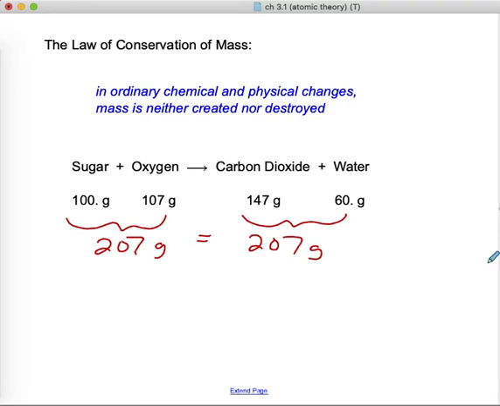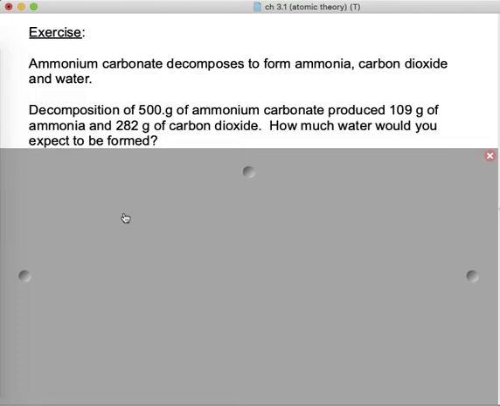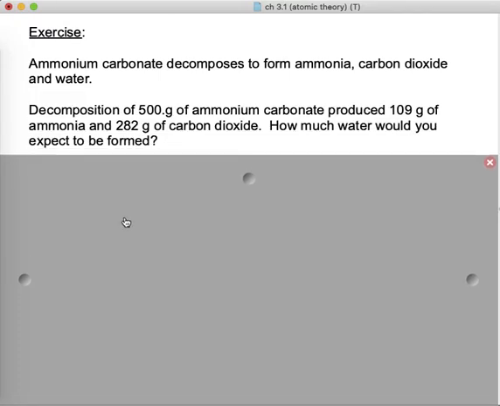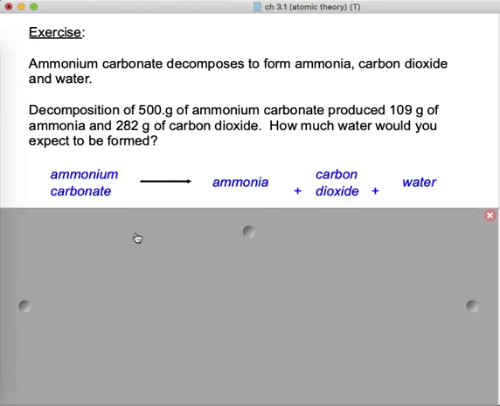Here's an example of the type of problem you can solve using the law of conservation of mass. Ammonium carbonate is a chemical compound, and when I heat it up, it decomposes to form ammonia, carbon dioxide, and water. If I decompose 500 grams of ammonium carbonate, I find that I get 109 grams of ammonia and 282 grams of carbon dioxide. How would you predict the amount of water that's formed? Well, here is the equation written in words. Ammonium carbonate forms ammonia plus carbon dioxide plus water.